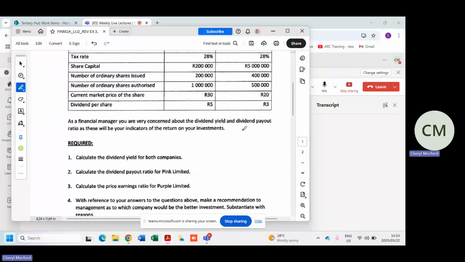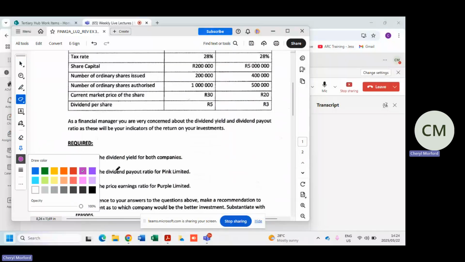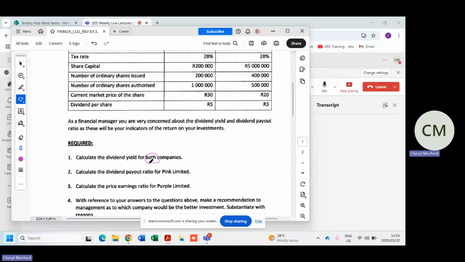So let's look here at the dividend yield. I've asked for both companies. Dividend payout ratio, only for one, Pink. Price earnings, only for one, the other one. So make sure that you don't make a silly mistake in your test, should you see something like this.